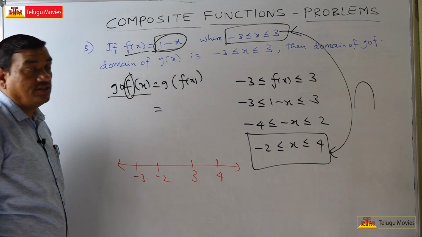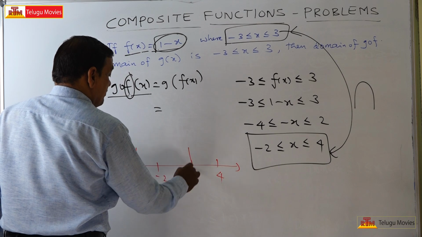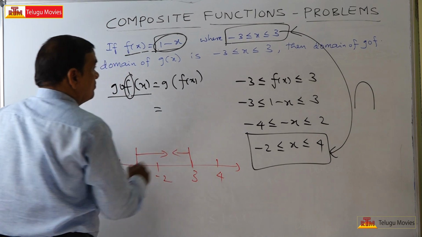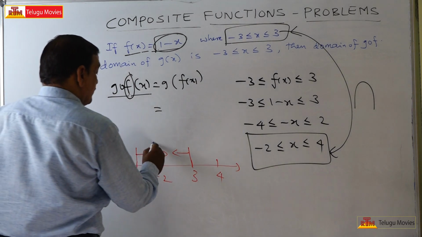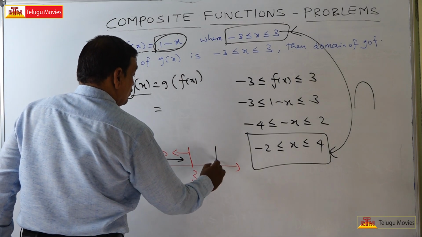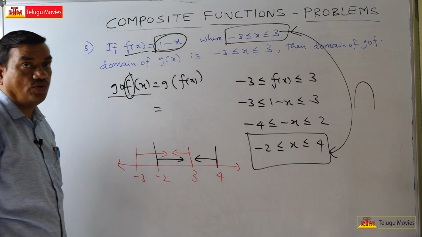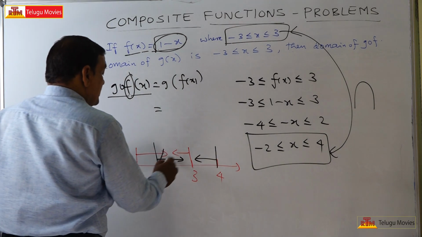First one is minus 3 to 3. Minus 3 to 3 means this is the intersection part. Next one, minus 2 to 4. This is minus 2 to 4. What will be the intersection part?